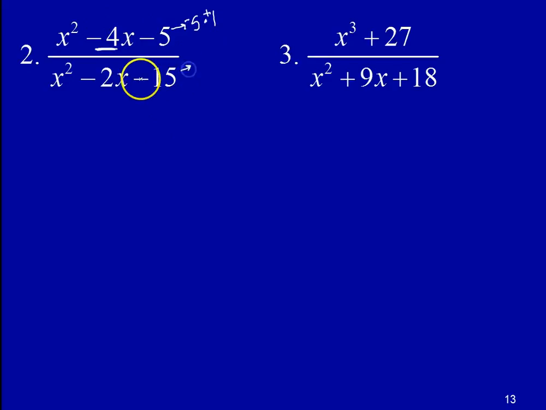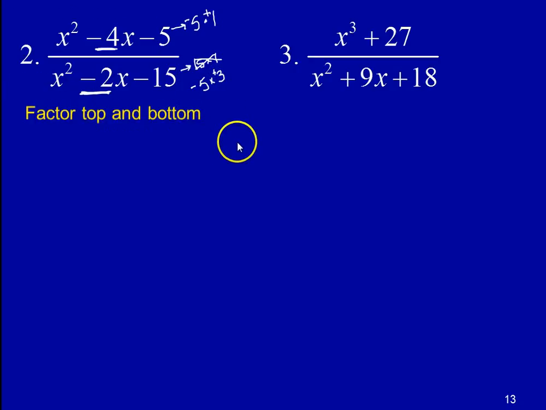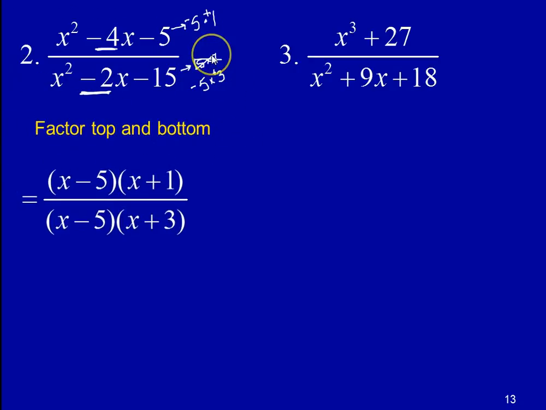Well, same thing on the bottom. 3 terms, trial and error. So I have 15 times 1 or 5 times 3. I need to get a negative 2 and a negative 15. 15 and 1, when I add them, are not going to give me 2. 5 and 3 are going to give me 2. I need a negative 2, so that's going to be a negative 5 and a positive 3. So the top is my x minus 5, x plus 1. My bottom is x minus 5, x plus 3.